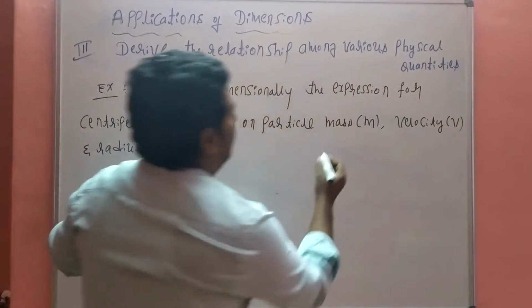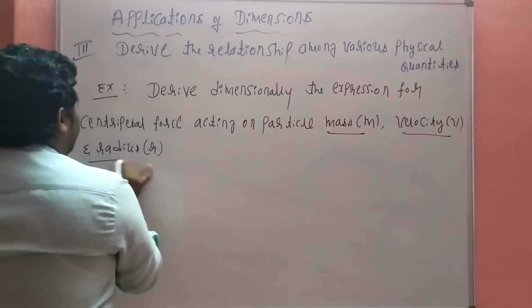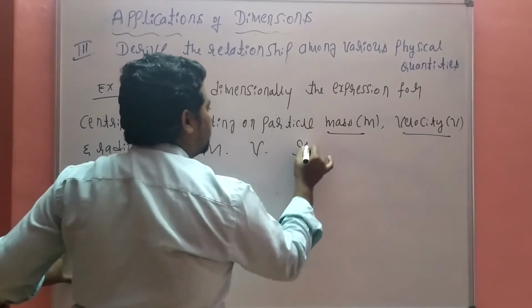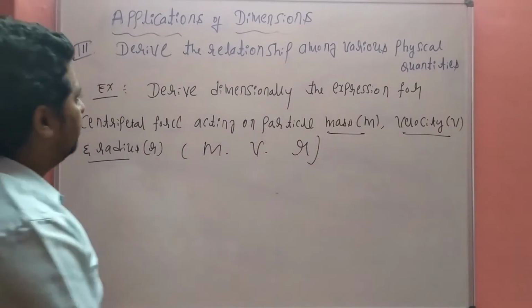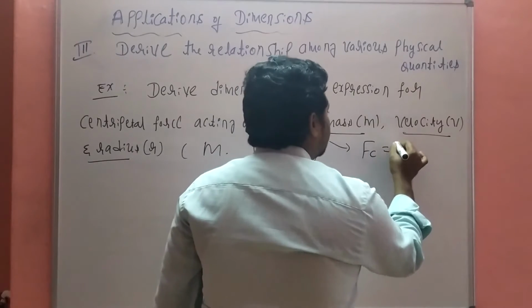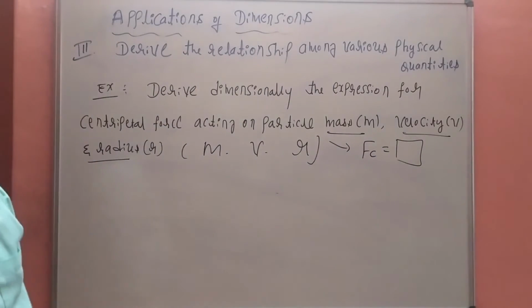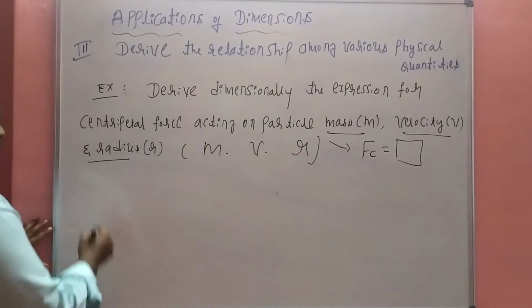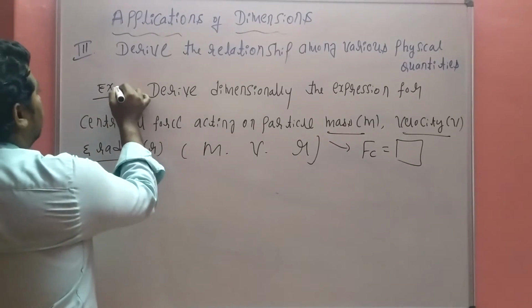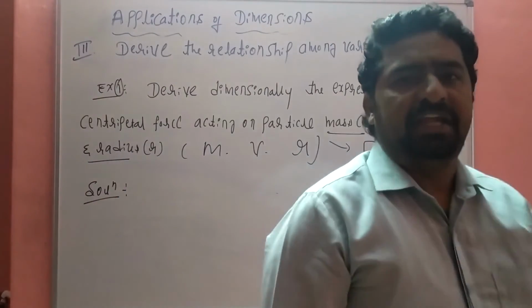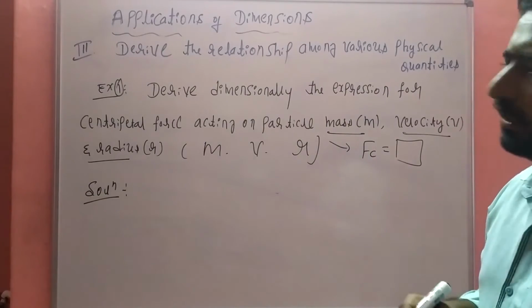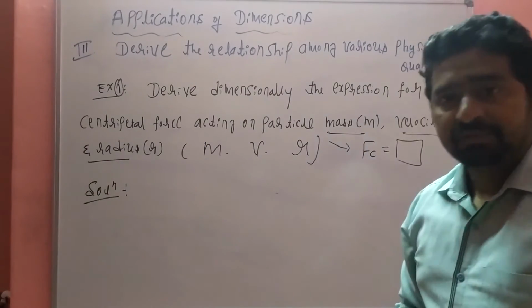For example, mass, velocity, radius. So using these three, mass, velocity, radius, we build the relation of centripetal force, by using these three quantities to build the centripetal force equation. Let's see the solution for this one. Example number one: to derive dimensionally the expression for centripetal force acting on a particle of mass m, velocity v and radius r.